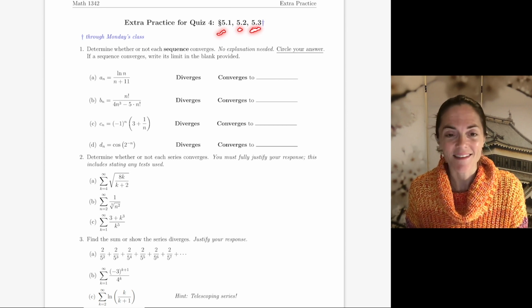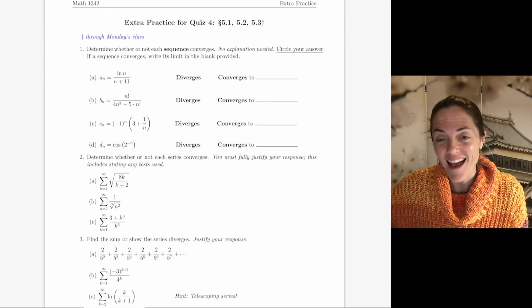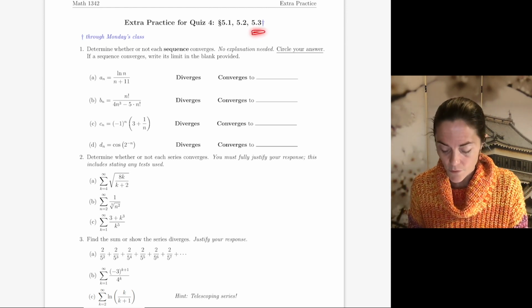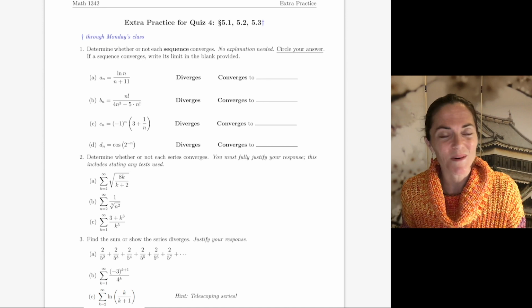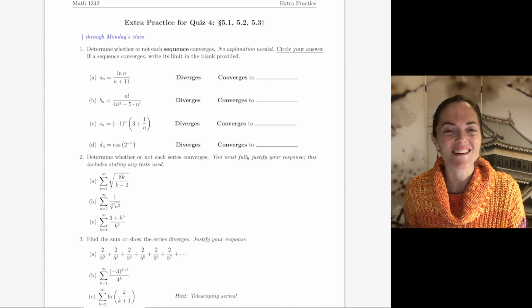So in particular, check Canvas because I will list the specific exercises from 5-3 that are relevant to this week's quiz. And then the rest of 5-3 will be on next week's quiz.